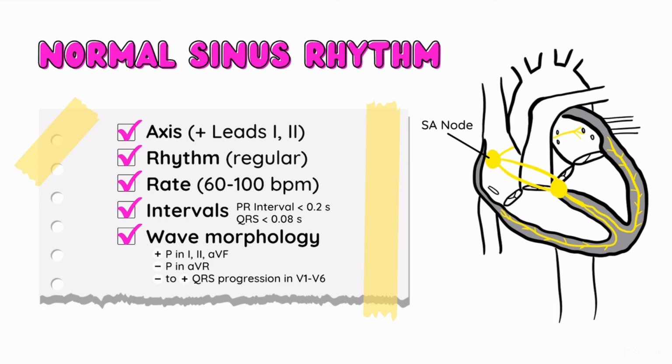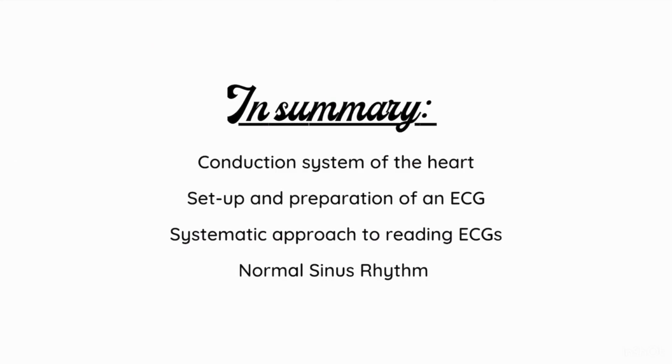As a general recap, today we discussed the conduction system of the heart, the setup and preparation of an ECG, a systematic approach to reading ECGs, and features of normal sinus rhythm. Stay tuned for our next video about different arrhythmias on ECG.